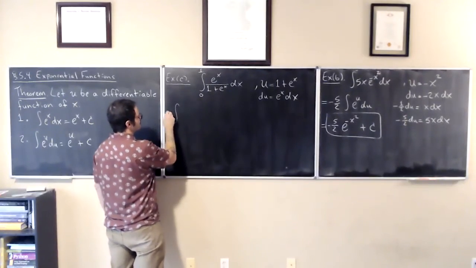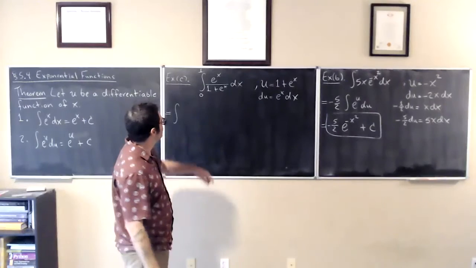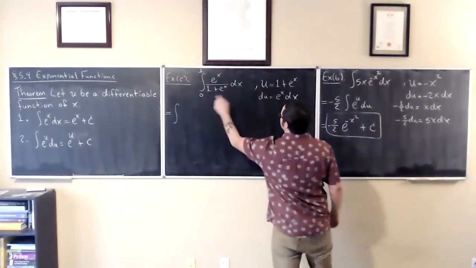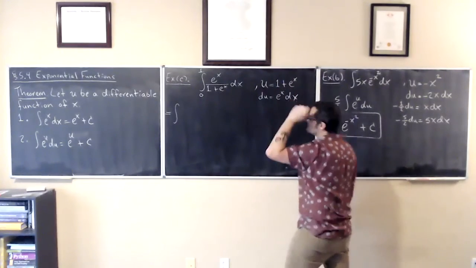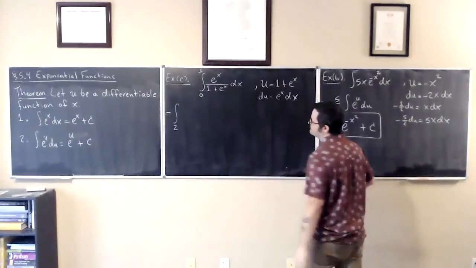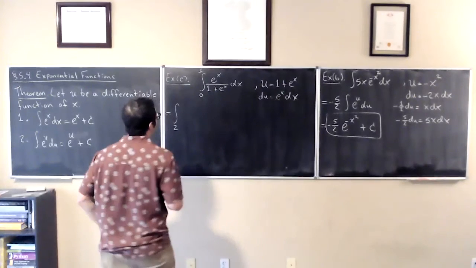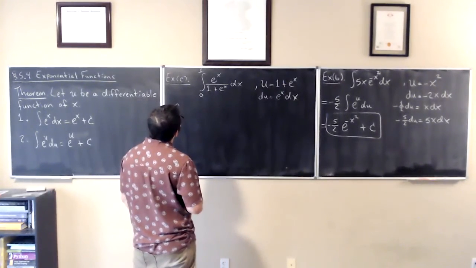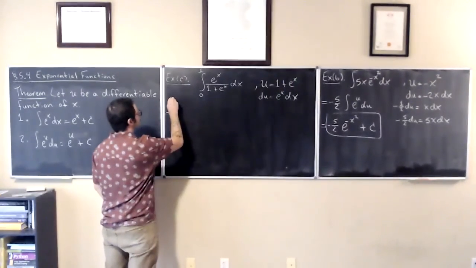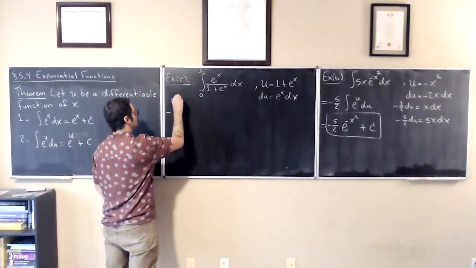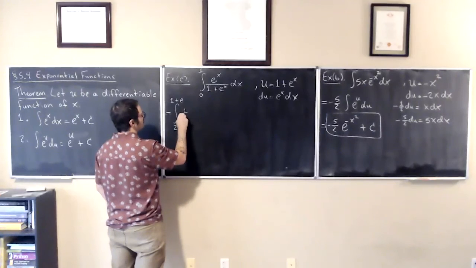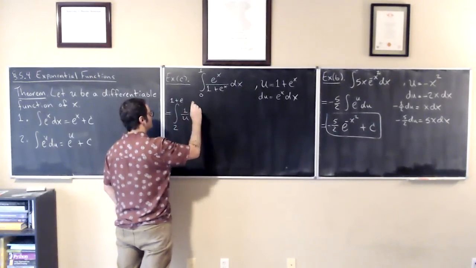But we do have to change our limits of integration now. So this is in terms of x, we need it in terms of u. So when x is equal to 0, u is equal to 2. Right? 1 plus e to the power 0 is 2. And then when x is equal to 1, we have u is equal to 1 plus e. And then we have the integral of 1 over u du.